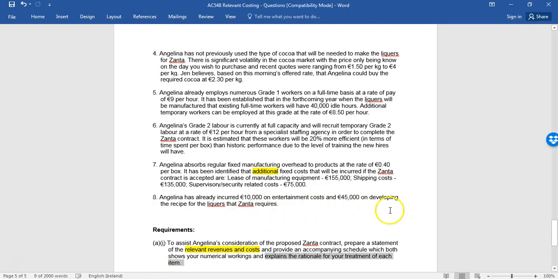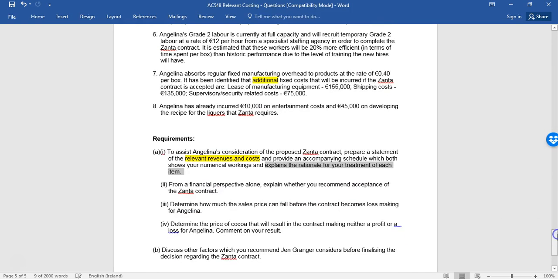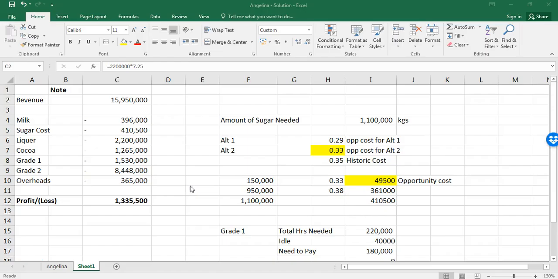So that is your A part 1, where we look at the statement of the relevant revenues and costs. From a financial perspective alone, should they recommend the contract? Well, financially, all you have to write there is, yes, they should, because it is profitable. So we're only saying from a financial perspective. Part B will then get into non-financial considerations.